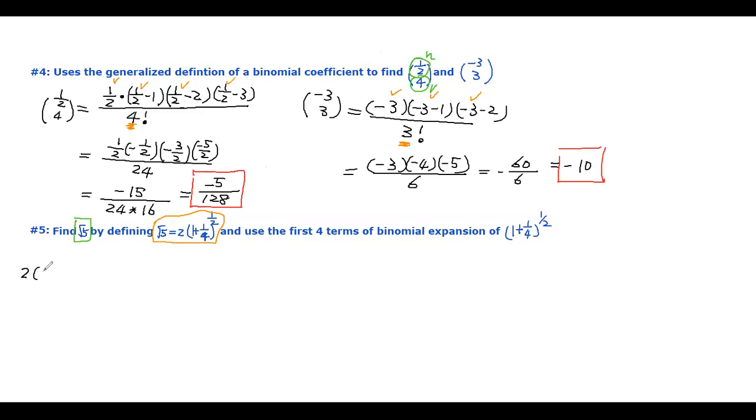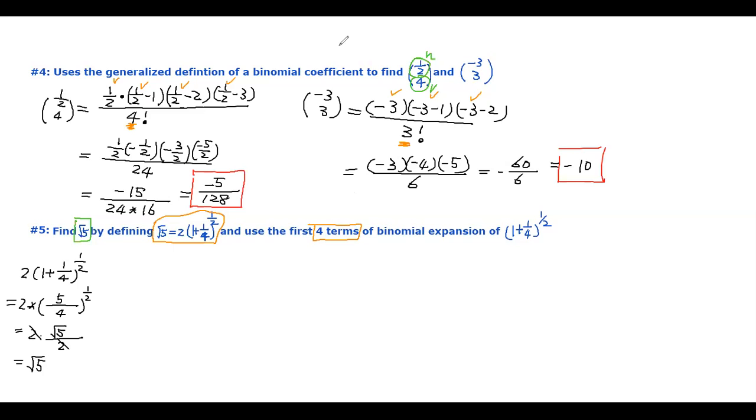So 2 times (1 plus 1/4) to the half, right? So this will be 2 times, so this is 5/4, to the 1/2, right? So the 1/2 is the square root. So this is 2, so what is the square root of 4? It's 2, right? So this is the square root of 5. So that's why the square root of 5, I can write as 2 times (1 plus 1/4) to the half. Then we say, okay, now I can use the binomial expansion to estimate. So let's use the first 4 terms of the binomial expansion to estimate the square root of 5, and you will see how close we get.